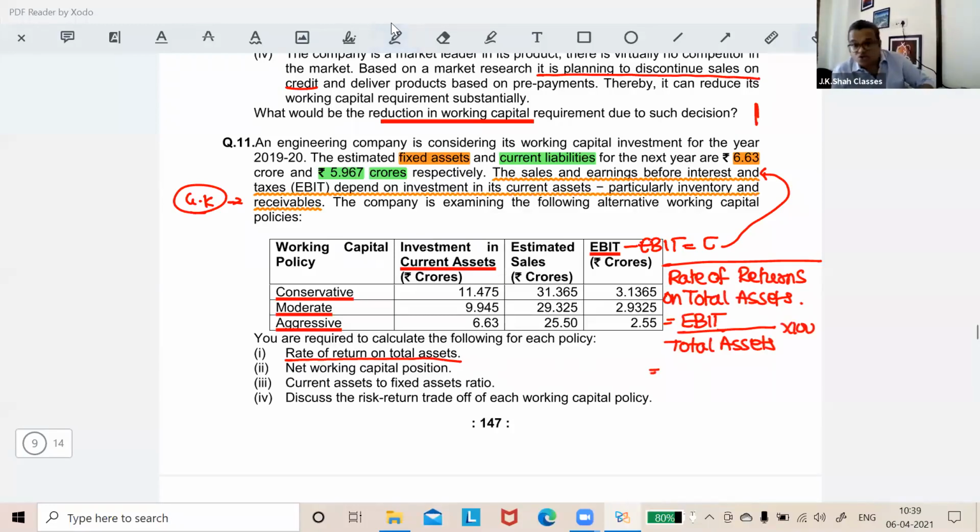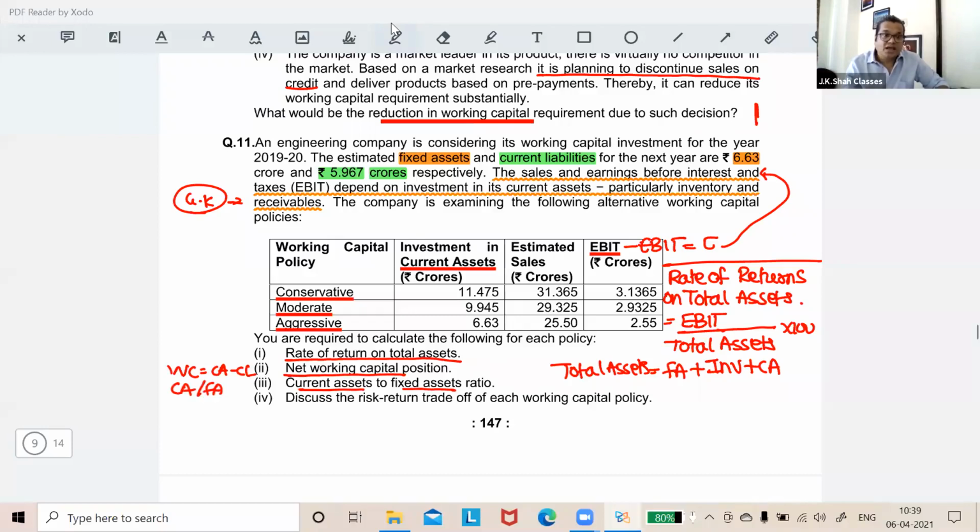And yes, we need to know what is total assets. So yes, that we are writing. Total assets is equal to fixed assets plus investments plus current assets. Okay. Net working capital position. I'm very sure you know that working capital is equal to current asset minus current liability. Then we have to calculate current asset to fixed asset ratio. So we'll do current asset upon fixed asset. And we have to discuss the risk return trade-off.